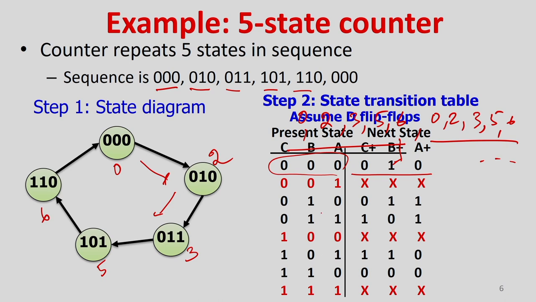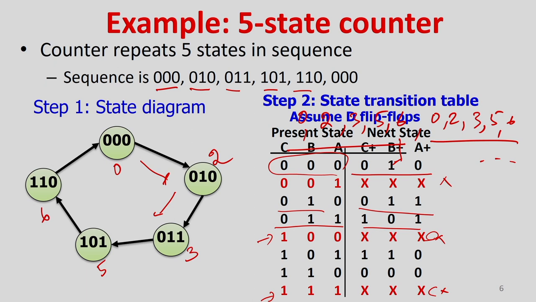From 2 it is going to 3, from 3 it is going to 5, and at 4 we do not have anything, for 7 we do not have. So, clearly this red part we are not using. Out of 8, because with 3 bits we can have 8 states, out of 8 states we are using only 5 states, 3 states are remaining and we are using them as don't care.